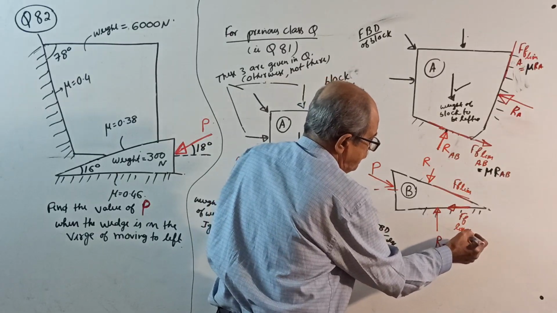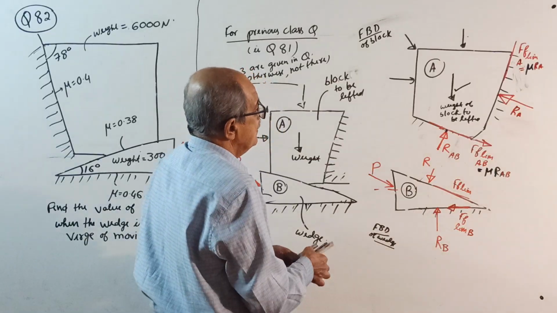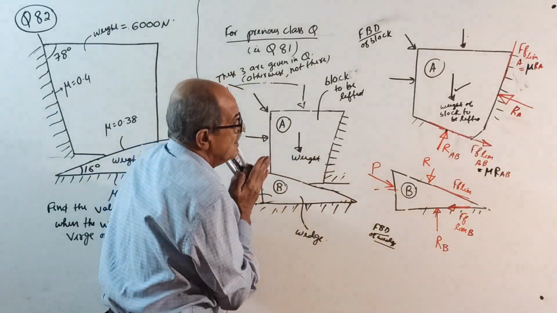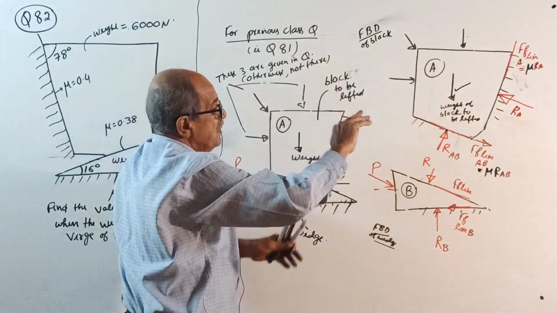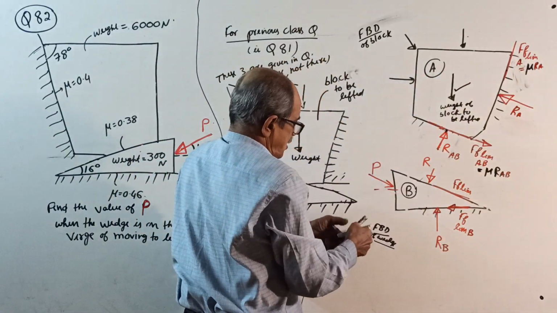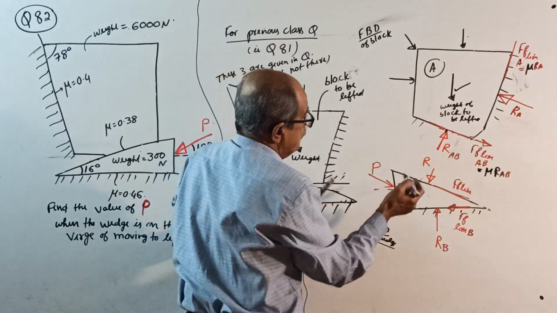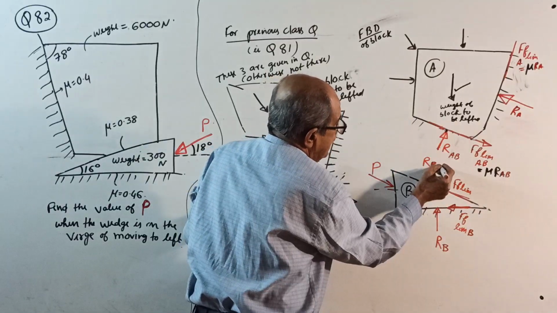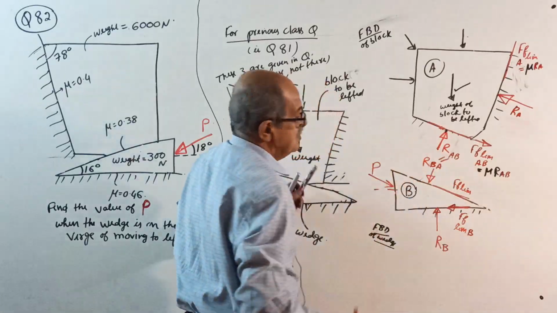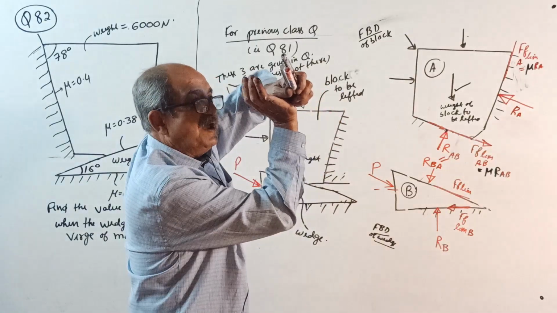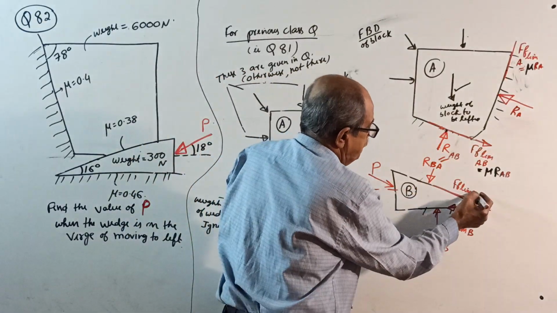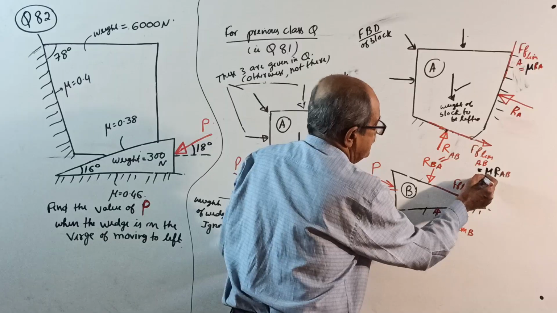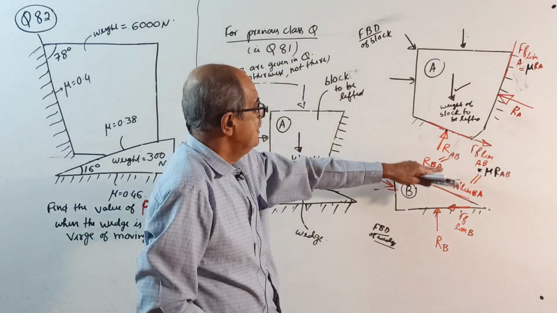FF limit for B. And here, this wedge will give reaction this way for the block, meaning the block will press it down this way. So what is the normal force here? If it is RAB, this is the normal force for B from A, and these two are equal. And the friction limit for B from A, and these two are equal. Why? Equilibrium. Okay, over.